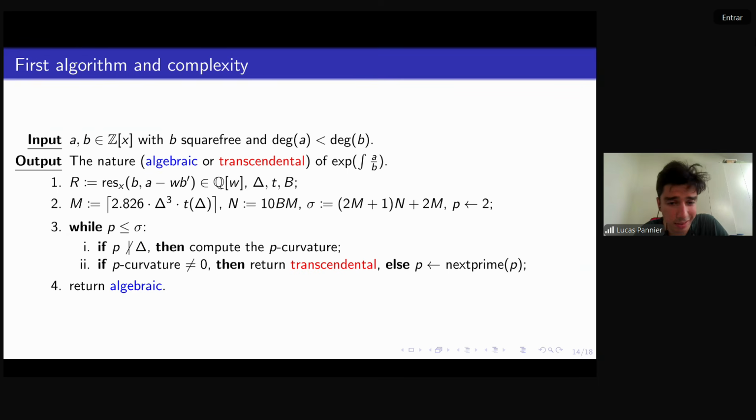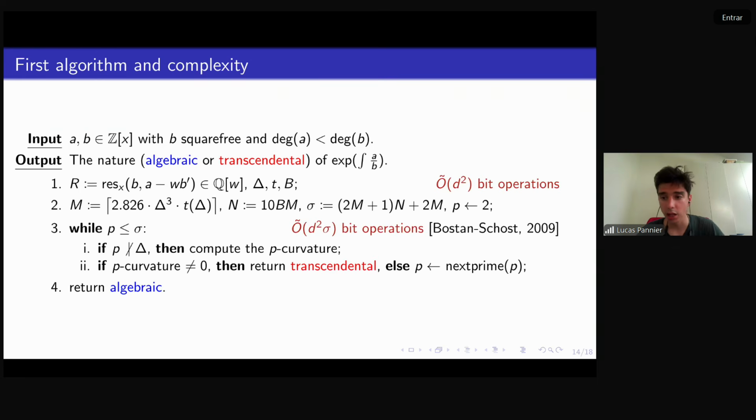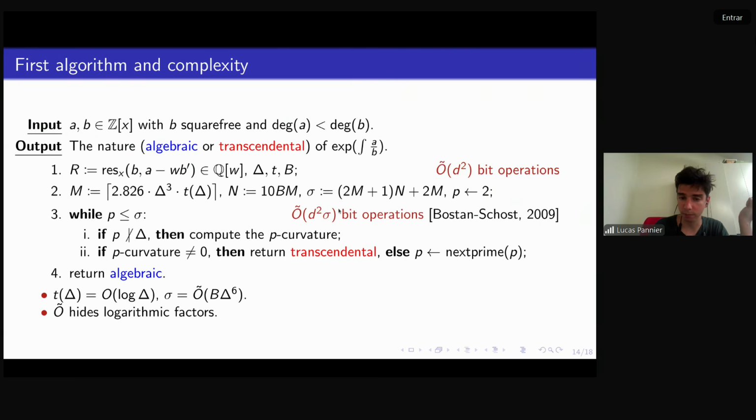We have a complexity estimate of this algorithm. Here, computing the Rothstein-Trager polynomial is done in O tilde of d squared bit operations, where O tilde hides logarithmic factors in d. And here, we also have an algorithm to compute p-curvatures thanks to Bostan and Schost.